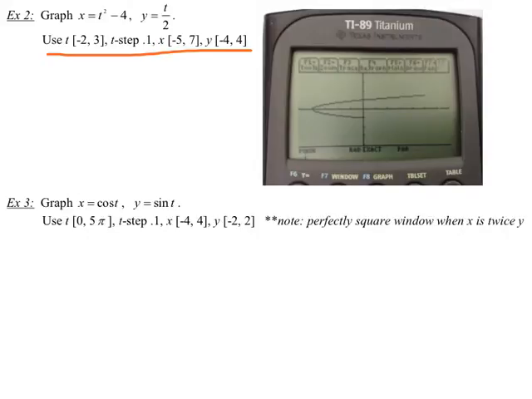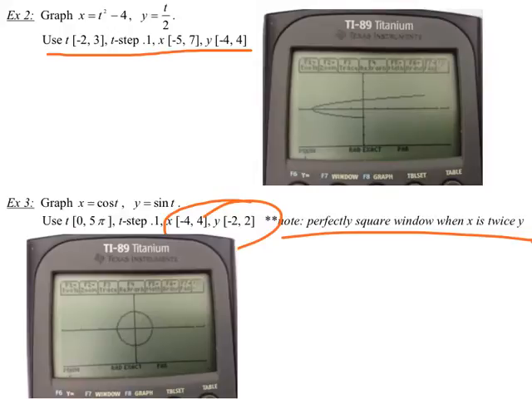For number 3, I gave you guys a new set of instructions, and when you guys are doing trig especially, because trig depends so much on the unit circle and circles in general, it's really important. You'll get a perfectly square window when x is twice your y value, which is why I gave you these for your x-min and your x-max and your y-min and your y-max. If you don't use those, they'll look different. Pause the video, graph it, and come back to me.